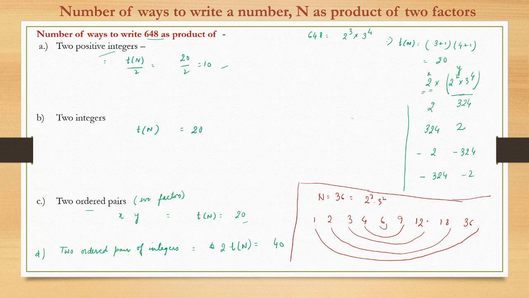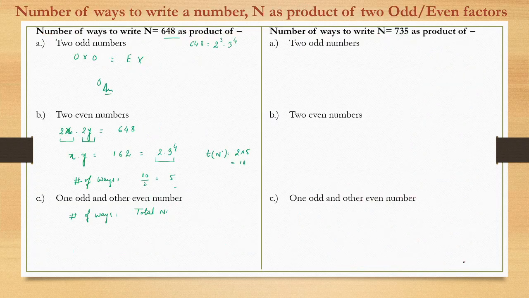So can we not say, and the number of factors here was how much? How many? 9. So the required number of ways to write it as a product of two factors would be (n by 2) plus 1 would be the answer.